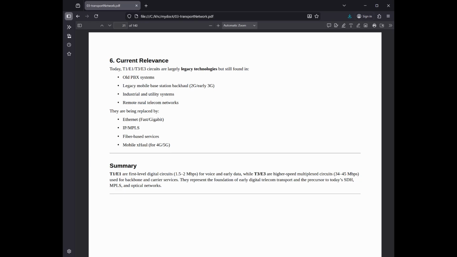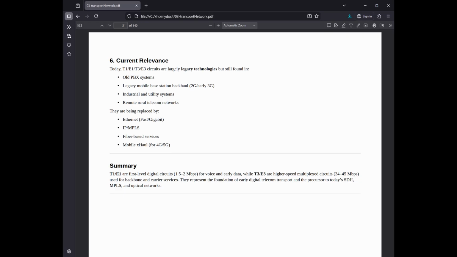To understand how T1/E1 and T3/E3 fit into digital hierarchies, you have to look at them as the Lego bricks of the telecom world. They are organized into a strict pyramid structure called the plesiochronous digital hierarchy, PDH. As the network evolved, these older bricks were eventually integrated into the modern, faster synchronous digital hierarchy, SDH.